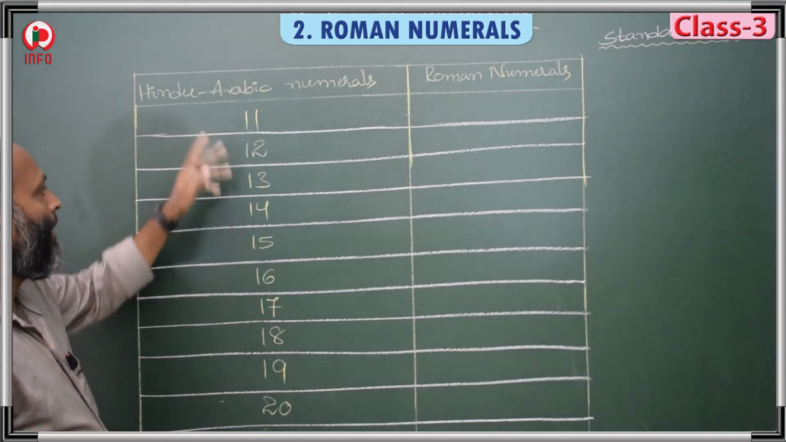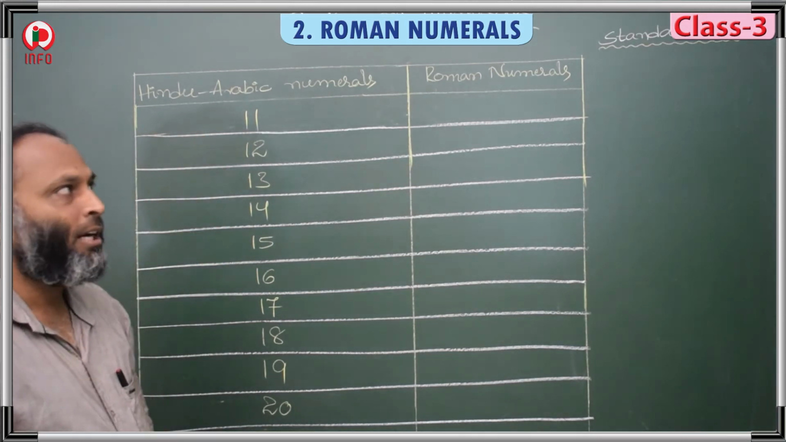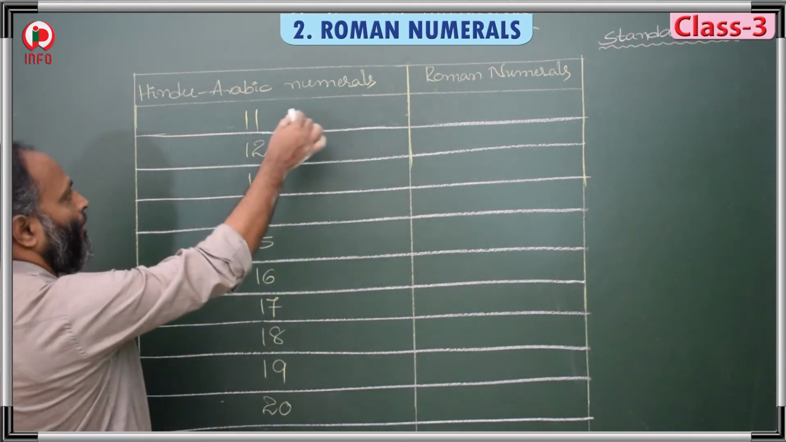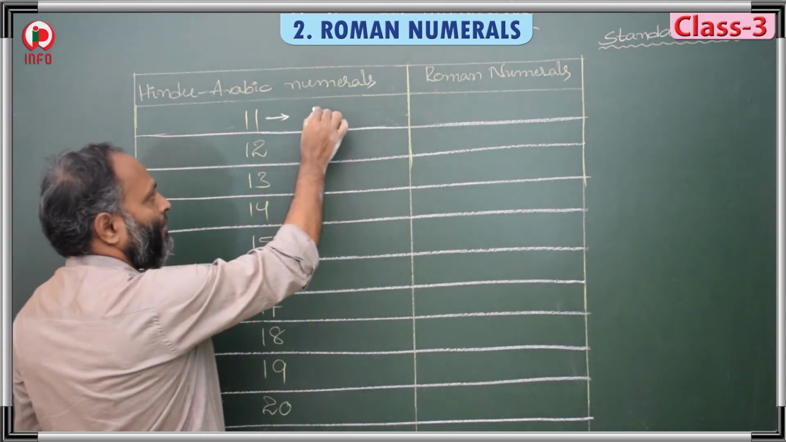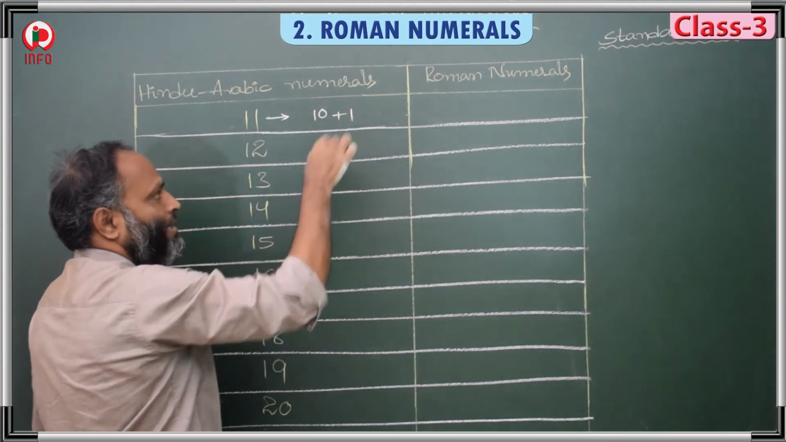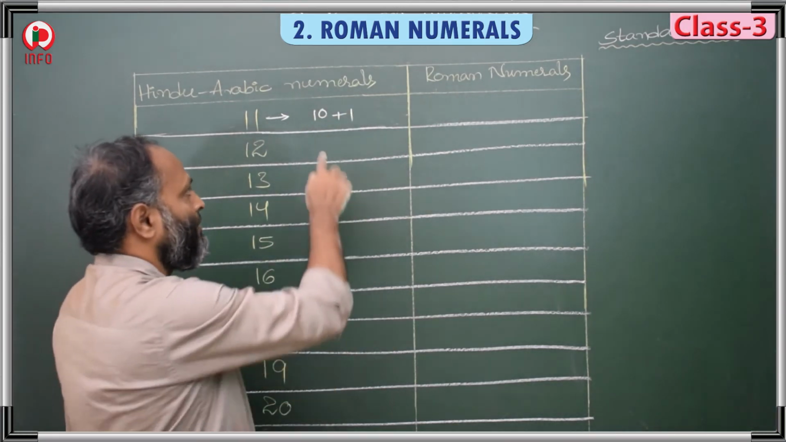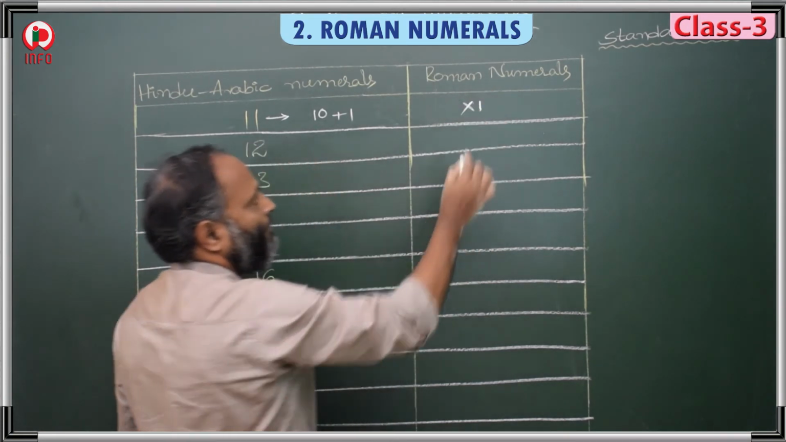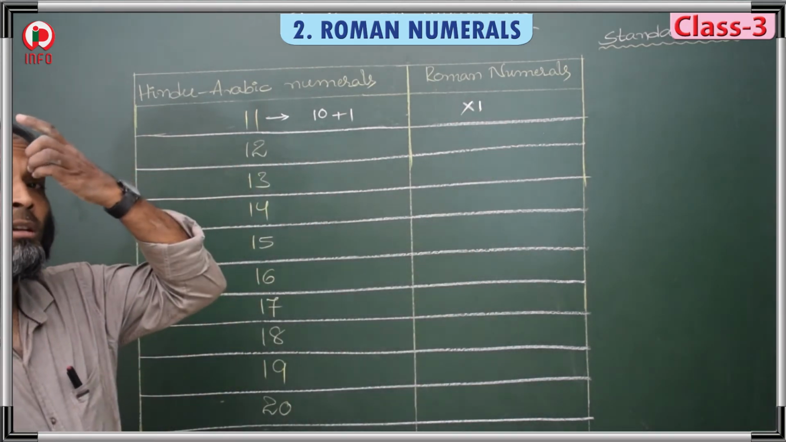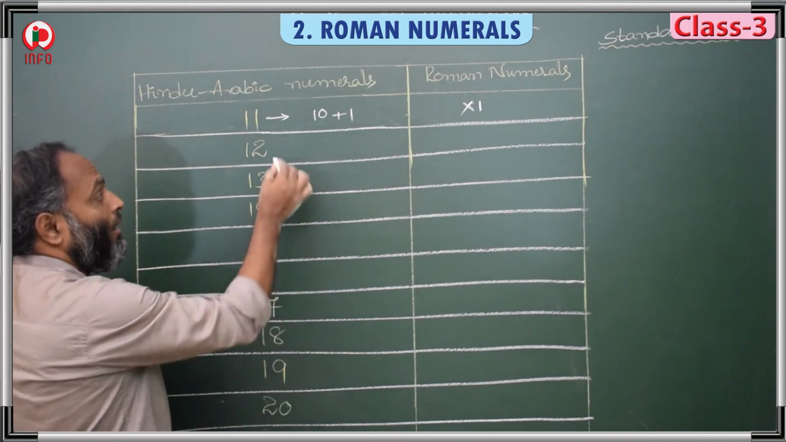So these are Hindu-Arabic numerals. Then how to write these in Roman numerals? 11 is near to 10. 10 plus 1 is 11. This is addition, so first we have to take the bigger Roman numeral, then the smaller Roman numeral. Then 12.